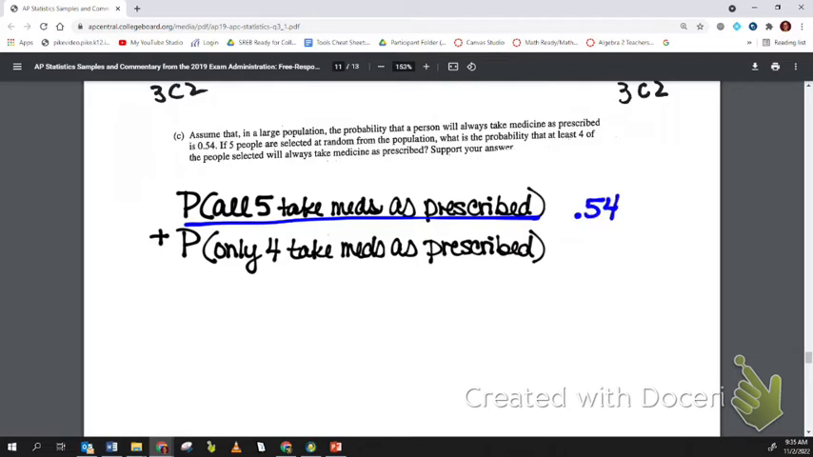Now, this one kind of goes without saying, but if I'm at my house and I take my medicine as prescribed every day, and you're at your house, I have no idea where you live, does whether or not I take my meds have any impact over whether or not you take your meds? So these are independent events, which means I would multiply those probabilities together. So it's 0.54 for each person, or 0.54 to the 5th power.